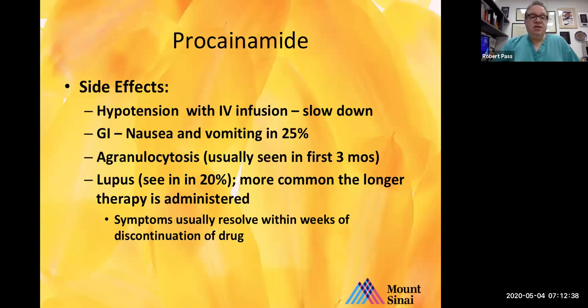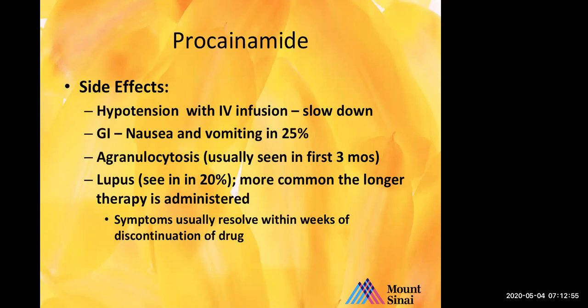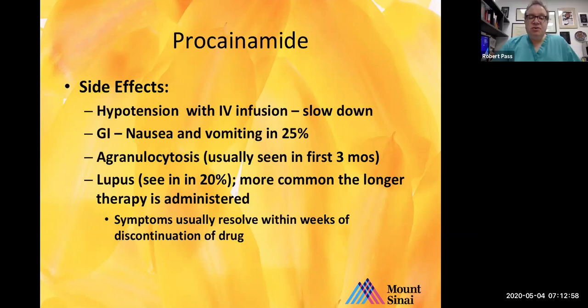And this problem of a lupus-like syndrome was seen pretty commonly in patients given procainamide. And the longer the patient was on it, the more common that this would occur. And usually they would get all the symptoms, the malar rash and arthritis and things like this. And the symptoms would usually resolve within a few weeks of discontinuation of the drug.